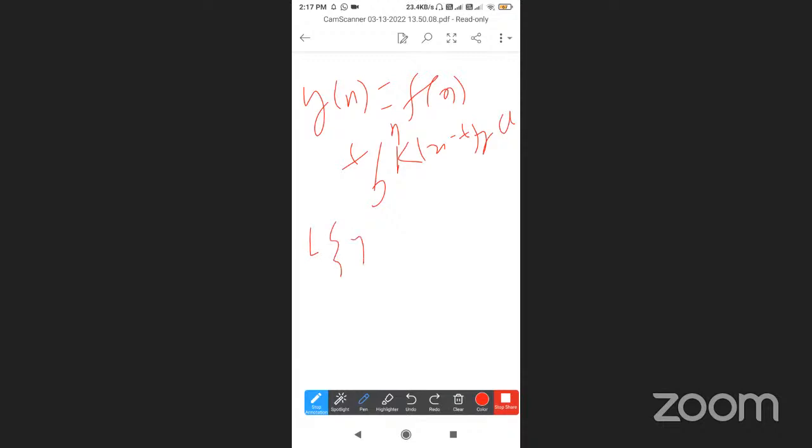The function is y(x) = f(x) + ∫ from 0 to x of k(x − t) y(t) dt. Applying the Laplace transform on both sides, the Laplace transform of y(x).